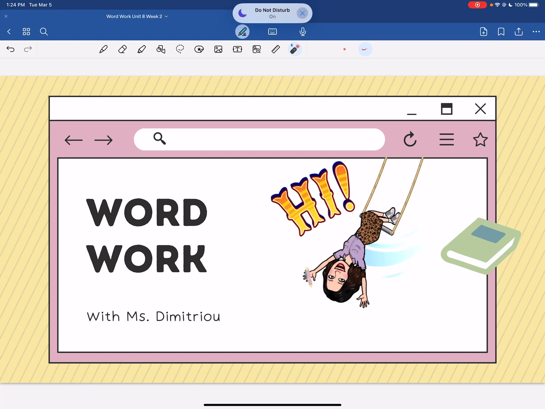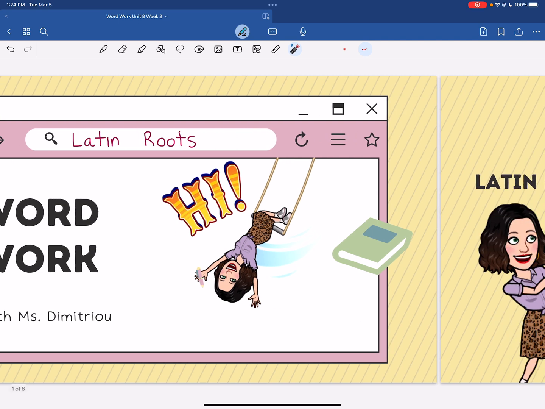Today we are going to do our word work, and our goal today is to talk about 4 Latin roots. So let's go ahead and talk about what those roots are on our next slide.